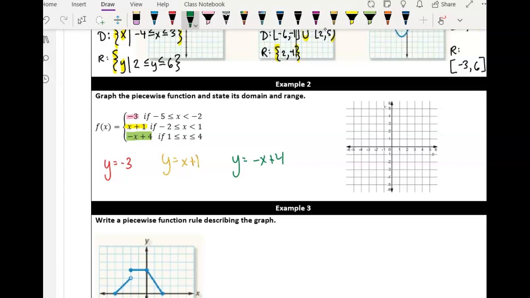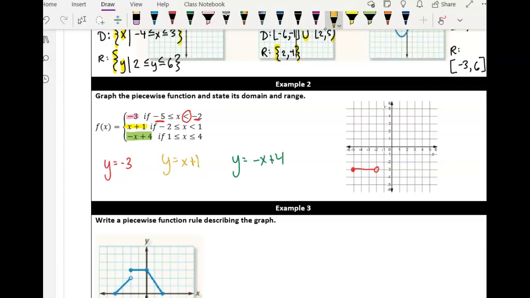So here, this is a horizontal line, y equals -3, but it's between -5 and -2. So I'm going to go to -5 and -2 on my graph, and I know that the y value is always going to be -3. So I know that at -5 and at -2 and everywhere in between, my output is -3. Now, notice this inequality, it has to be less than. So I'm going to change that circle to an open circle. And this one is a closed one because it can equal -5.